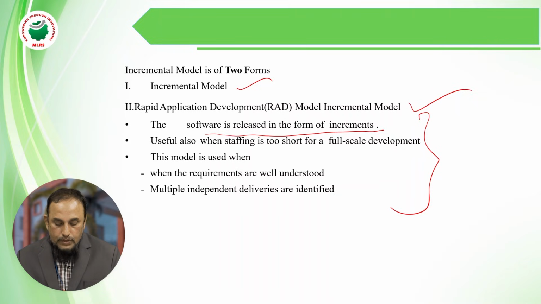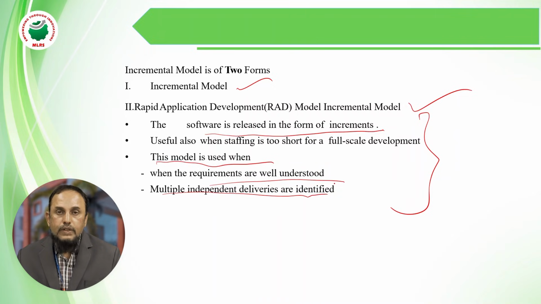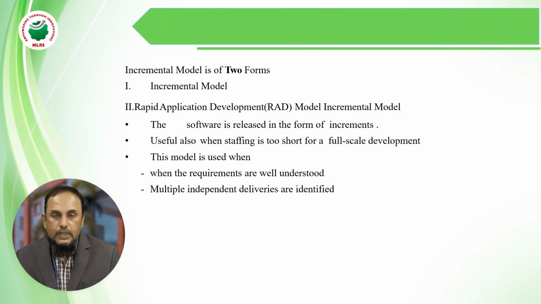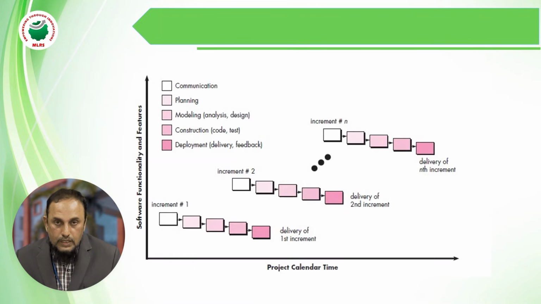Now we are coming to the incremental model. This model is used when the requirements are well understood and multiple independent deliveries are identified. Whereas in the waterfall model, only one final product will be delivered, in the incremental model multiple independent deliveries are identified. That means after the first increment we deliver a product, after the second increment we deliver a product, and after the third increment we deliver a product.